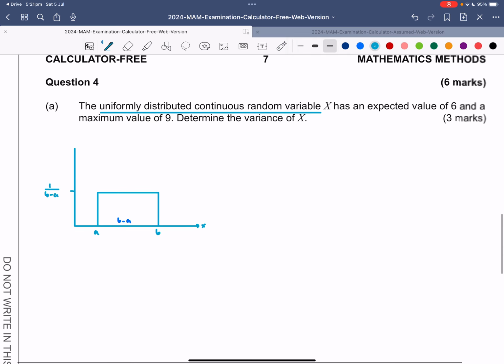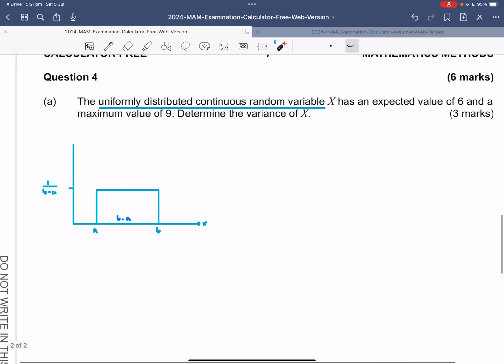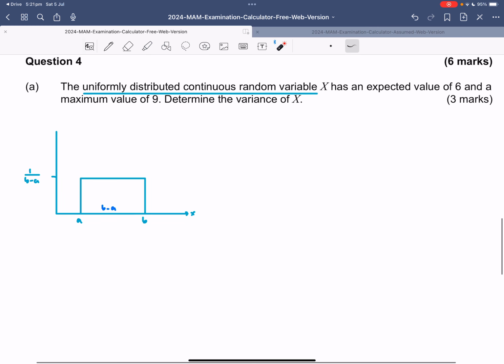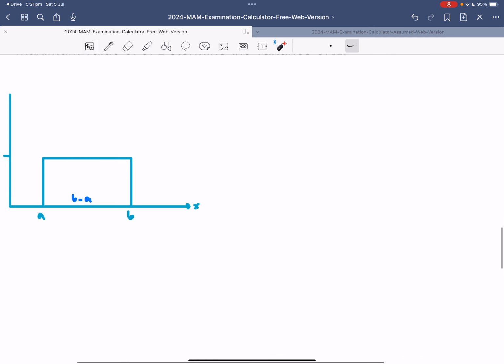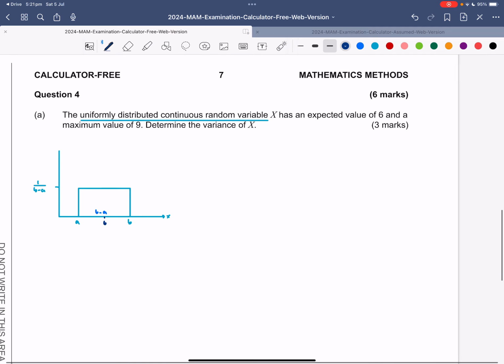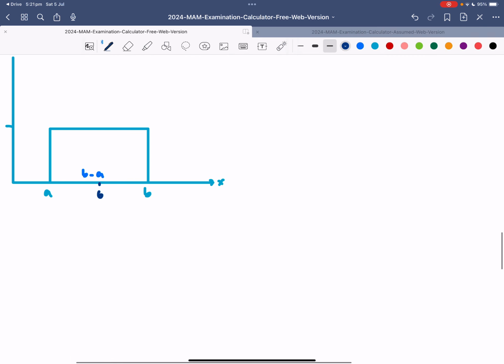And they've specifically said that for this particular question, the expected value is 6. Now, the expected value in a CRV is always the middle value if it's symmetrical, and uniform distributions are symmetrical. So effectively, the expected value is 6, so 6 is the in-between value. That's the middle value, the expected value, and a maximum value of 9. So B in this case is 9.